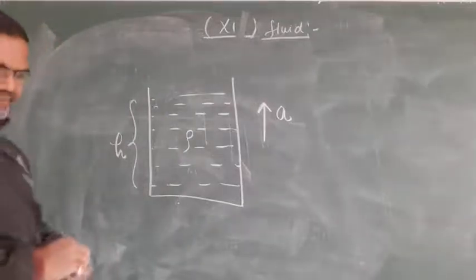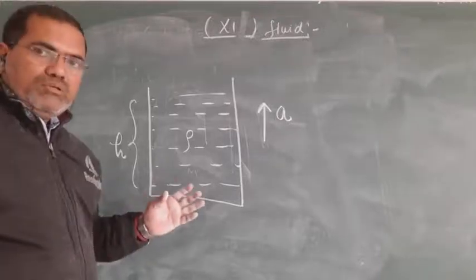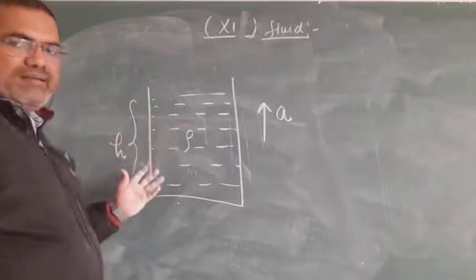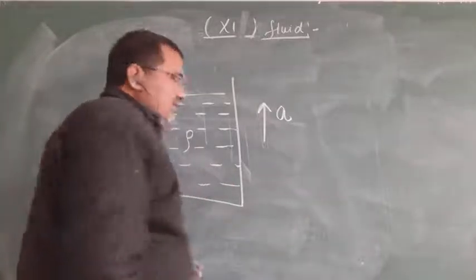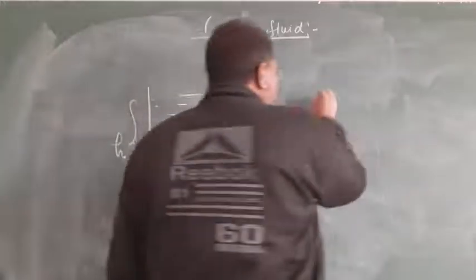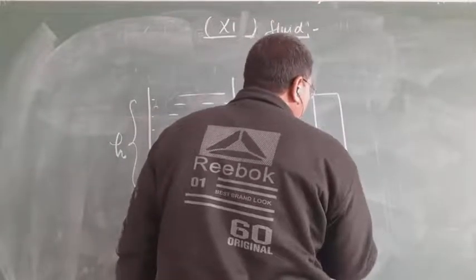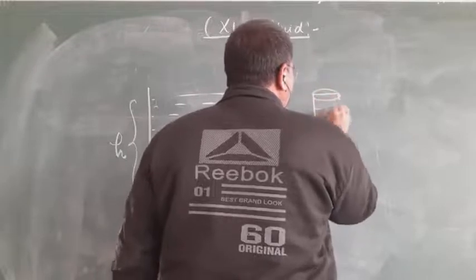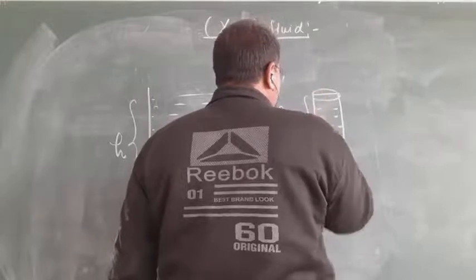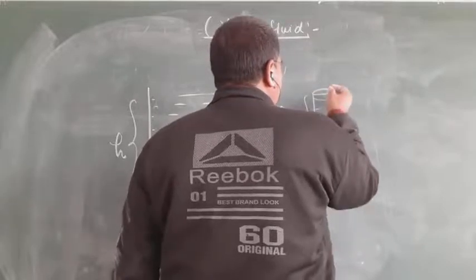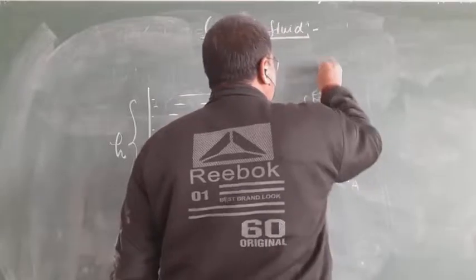Let's see. You should take out a hypothetical cylinder of the liquid filled in it. This is rho and this is height h, and the cross-sectional area is A.